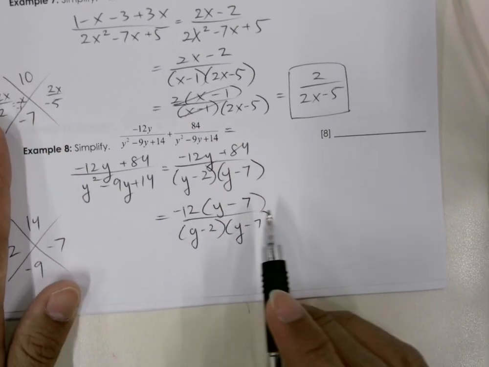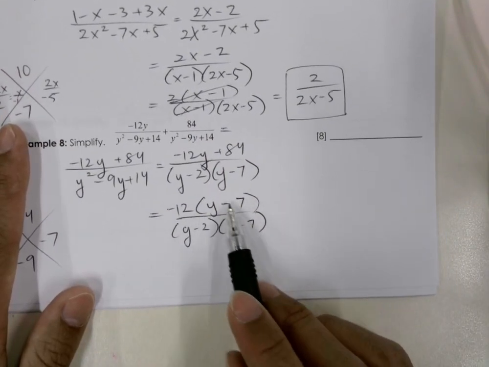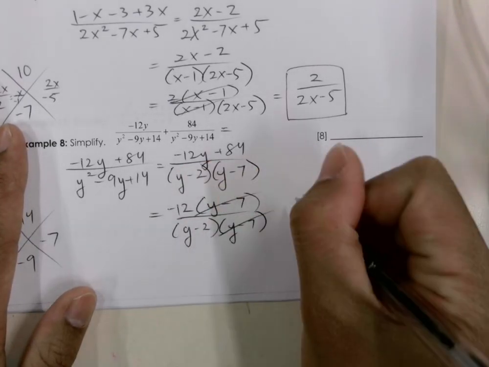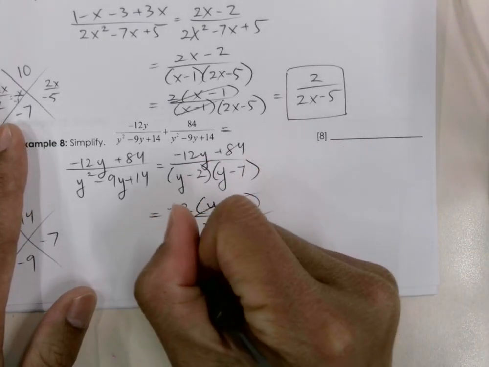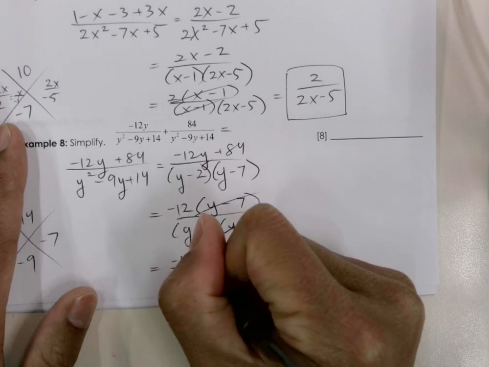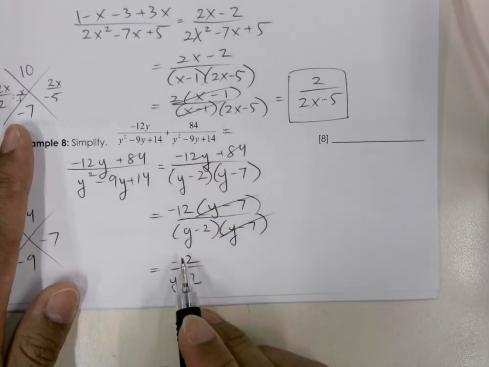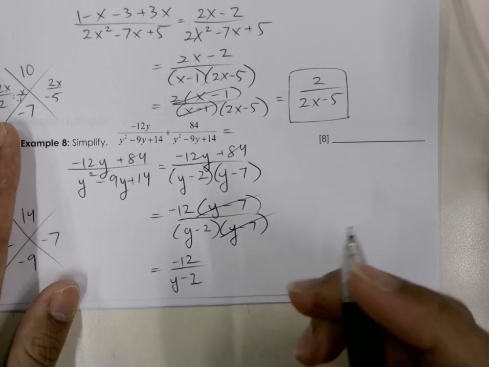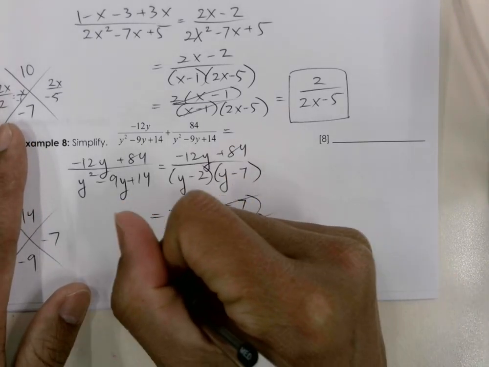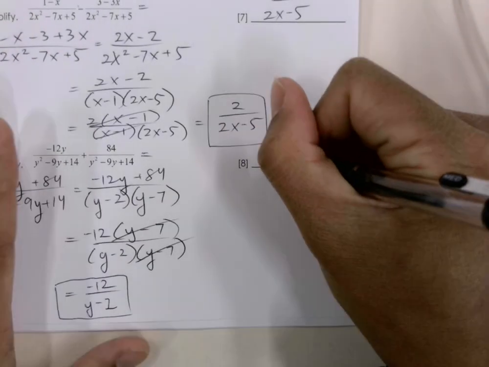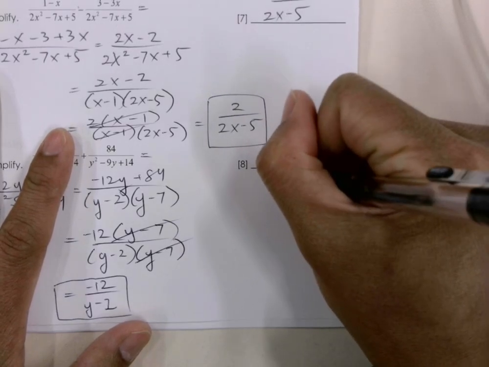So now we have our factors. You can see we have a common factor of y minus 7 in the numerator and the denominator, so those cancel out. And my final answer is negative 12 over y minus 2. So negative 12 over y minus 2.